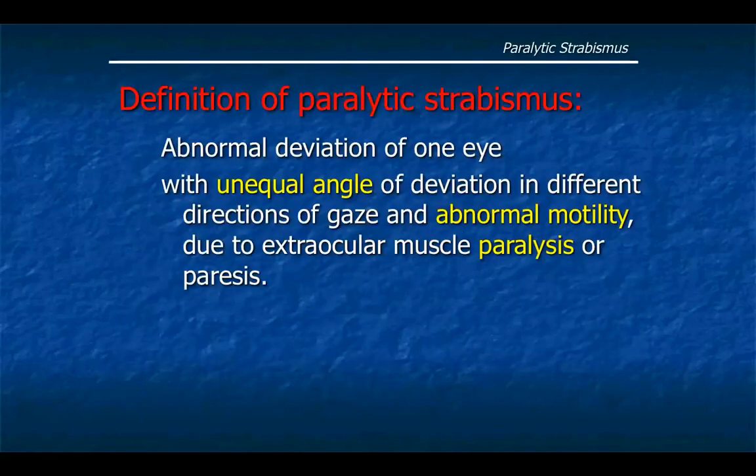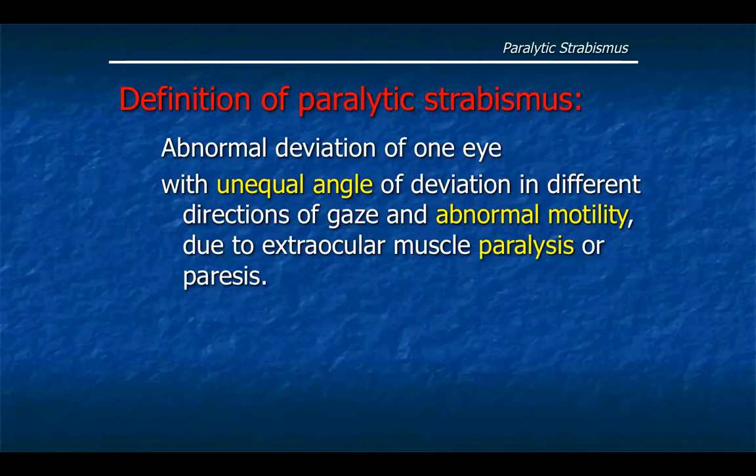Definition of paralytic strabismus: it's an abnormal deviation of one eye, and this is the definition of strabismus, with unequal angle of deviation in different directions of gaze and abnormal ocular motility. And this is the definition of incomitant. Due to extraocular muscle paralysis or paresis, and this is the definition of paralytic.